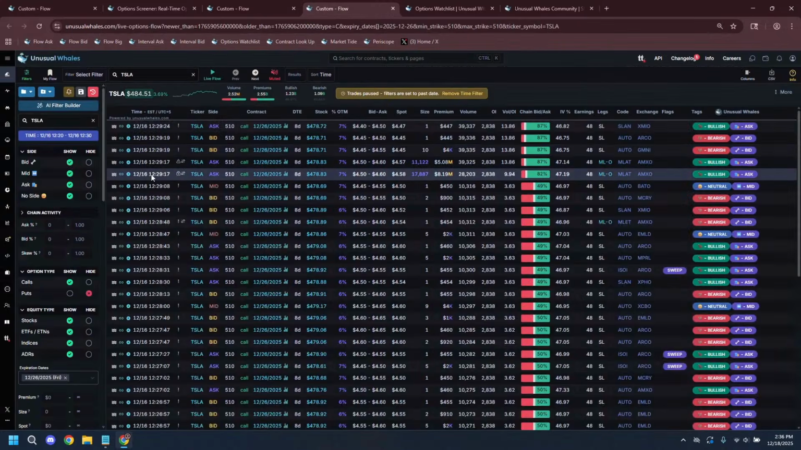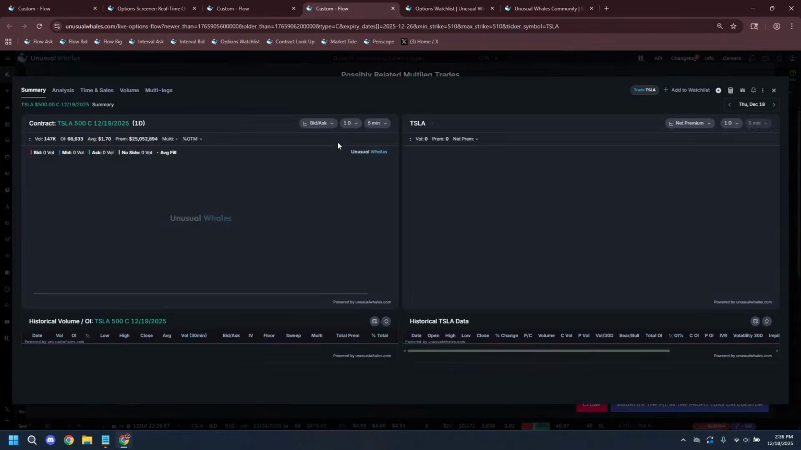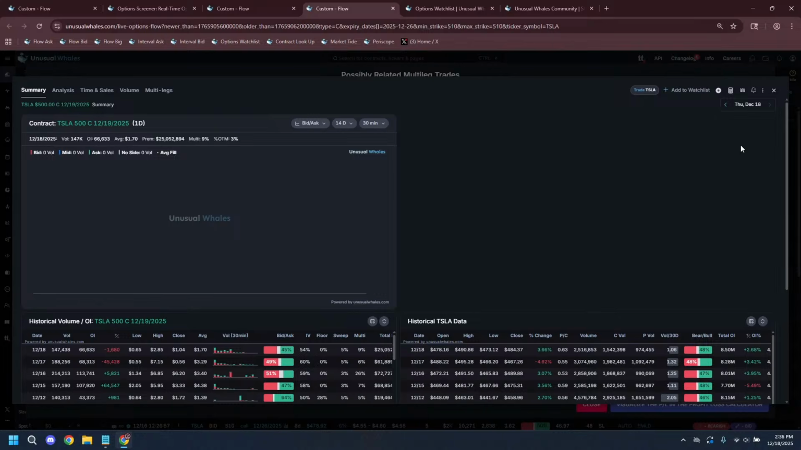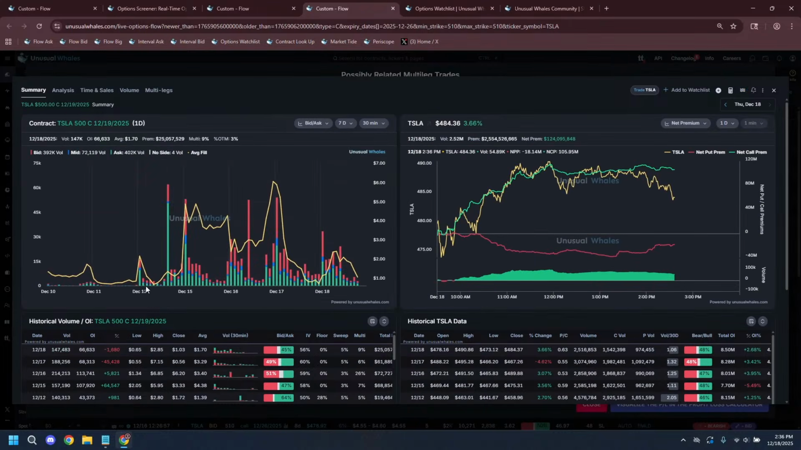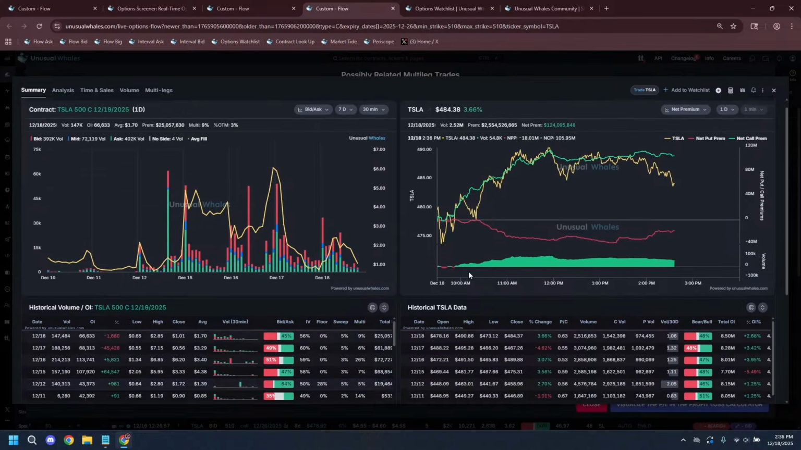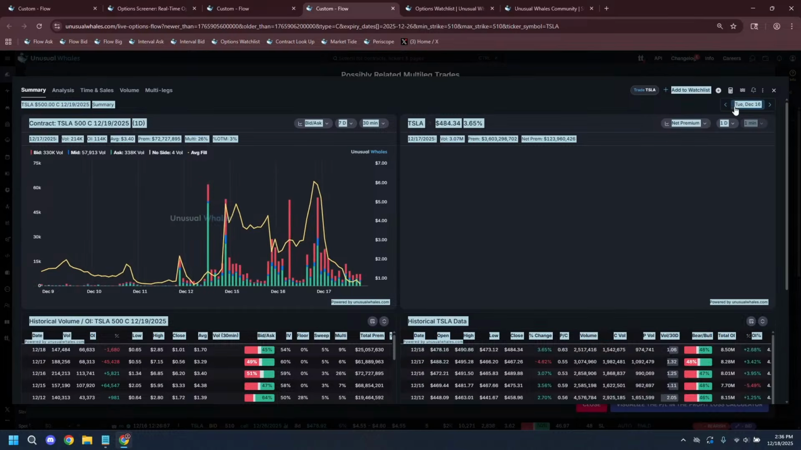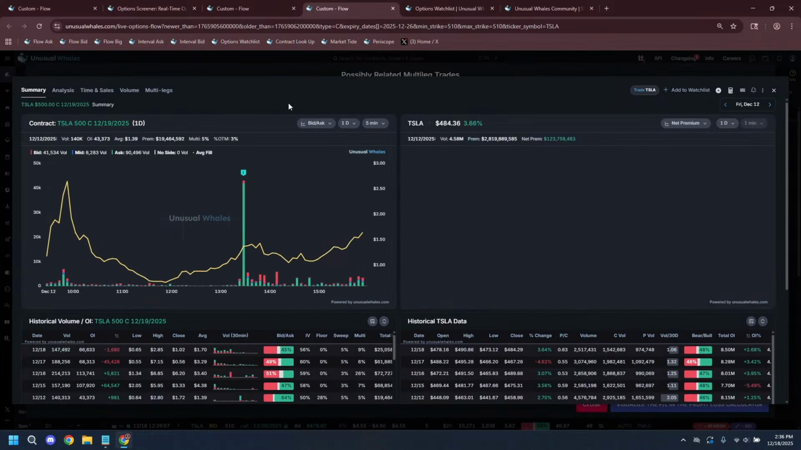So a few days ago, someone opened up the 500 weekly that expires tomorrow. I'm very close to finding it here. They opened these up on December 12th right here. Let me go back in the chart to December 12th. So this would have been a Friday.